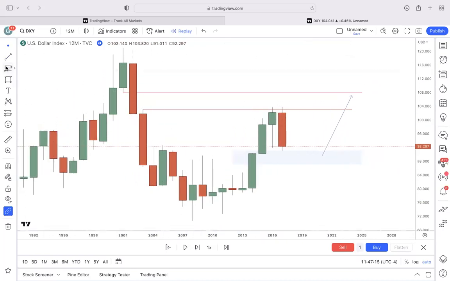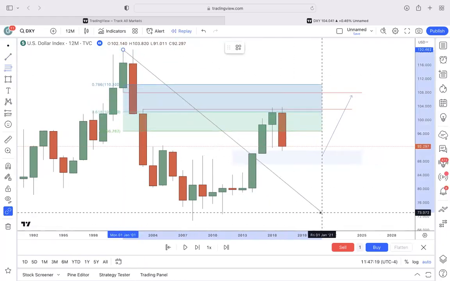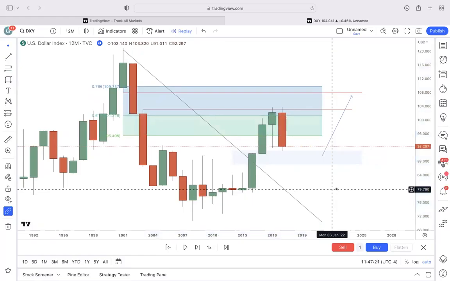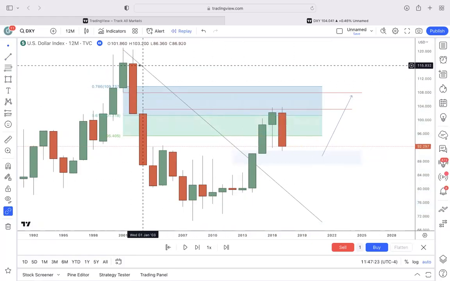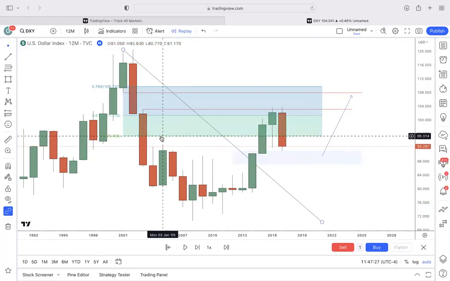So here's our dealing range, guys. PD array matrix. High, down to low. Here is your PD array matrix. It's nothing but a fib. Here's 50%. Anything below that is going to be a discount. Anything above it's going to be a premium.